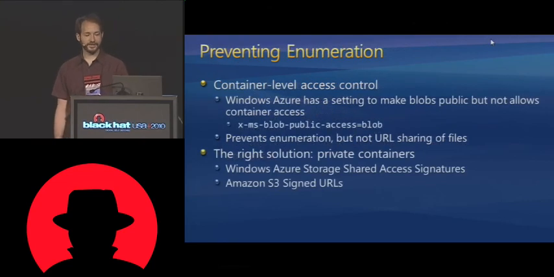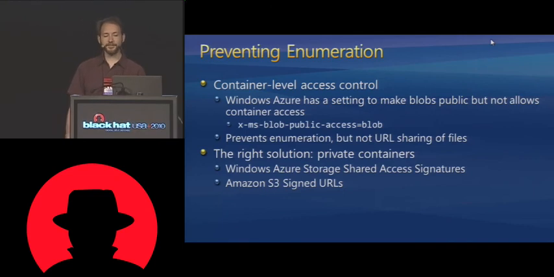So how do we actually prevent enumeration? Well, one thing is container-level access control. In Windows Azure Storage, you can actually set a container property that says the blobs are public, but the container is not. This is why there aren't currently any enumeration tools like S3 Ripper out there for Windows Azure Storage. It wouldn't be terribly useful if the developers just set the storage policy to blob only. I'm not aware of any similar setting in Amazon S3.